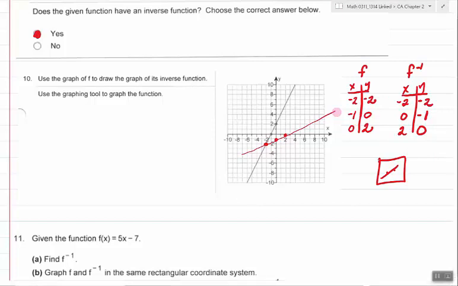Now, something that I've not said, but it's very important to know. These two lines are reflections of each other, not about an axis, but about this line that cuts right through the middle of the first and the third quadrants. It is the line y is equal to x. It is the identity line. And on this dotted line are the points 0, 0, 1, 1, 2, 2, 3, 3, and so on. Inverses are reflections of each other about that line.